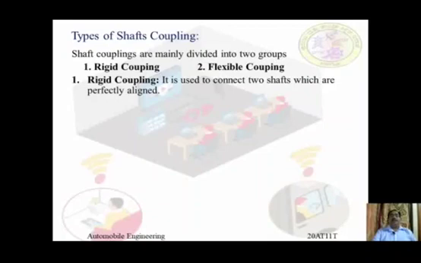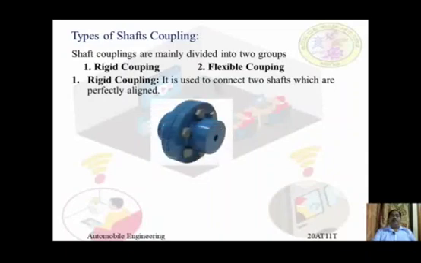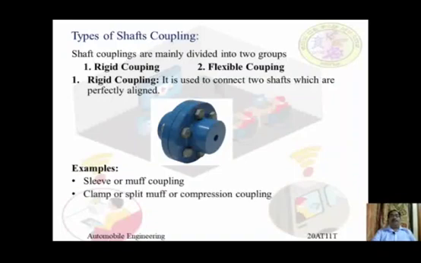That means the two shafts must be perfectly aligned. Then only we use a rigid coupling. So this is the rigid coupling. Here one shaft is fitted and here another shaft is joined with the help of the rigid coupling. The examples of rigid couplings are sleeve or muff coupling, clamp or split muff or compression coupling, and flange coupling. These are the examples of rigid coupling.